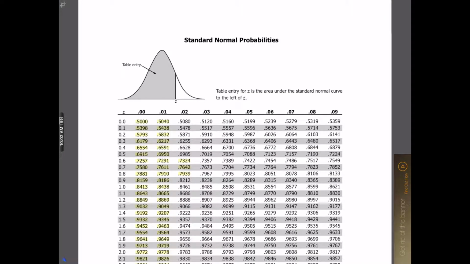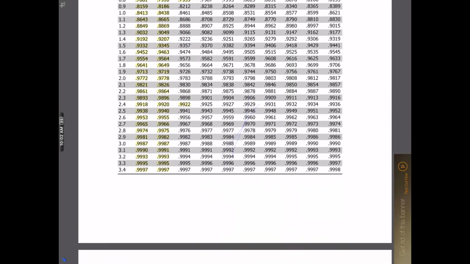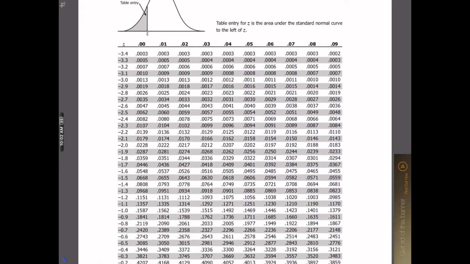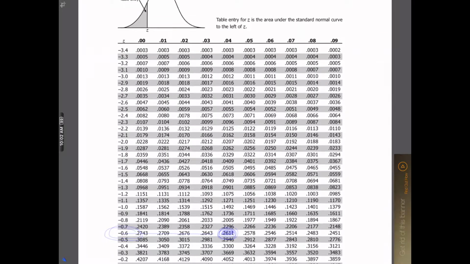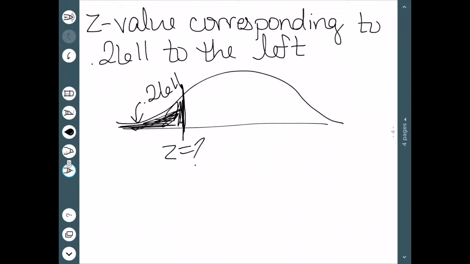So this time I know the area and not the z-value. So since we know the area is 0.2611, we have to try to find that number in the center of the table. We don't know the z-score. Instead, we know the number in the center. So we just have to look, and we can find it right here, this 0.2611. So then we're going to go out and see negative 0.6, and if we go up, we have 4. So this value is negative 0.64.